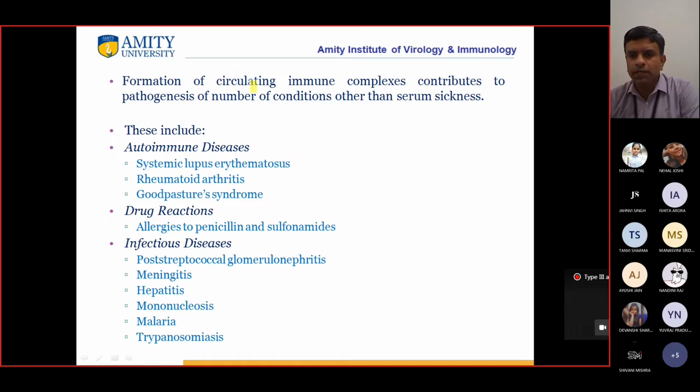So the formation of circulating immune complexes contributes to the pathogenesis of a number of conditions. You can see that these circulating immune complexes can lead to a lot of autoimmune diseases like systemic lupus erythematosus, rheumatoid arthritis, Goodpasture syndrome. We'll be talking about these autoimmune diseases in the next class, as well as drug reactions and a lot of infectious diseases, right? You can have type 3 hypersensitivity reaction after an infectious disease. And I'll talk about one example, that of post-streptococcal glomerulonephritis.